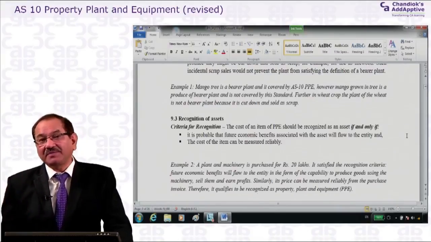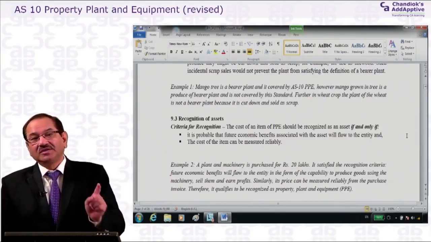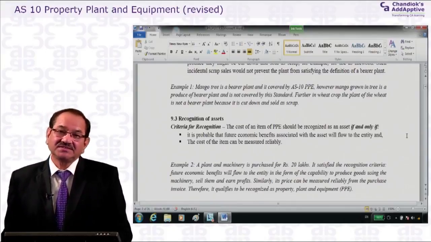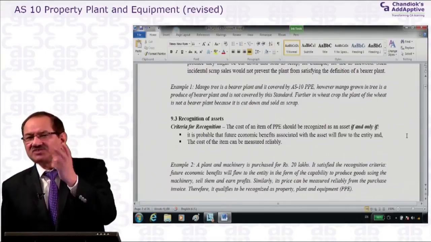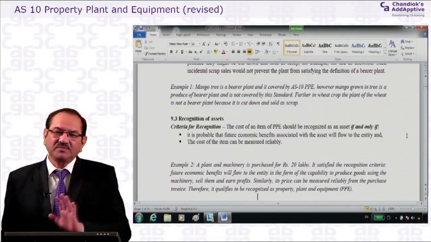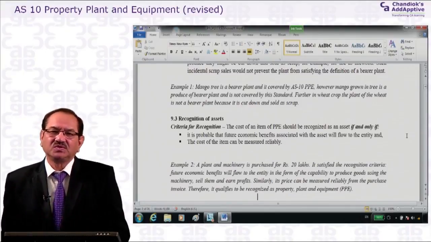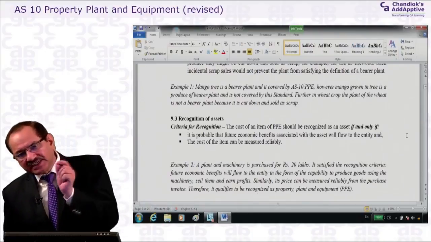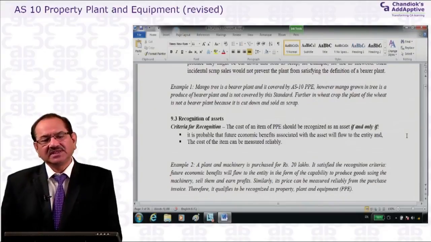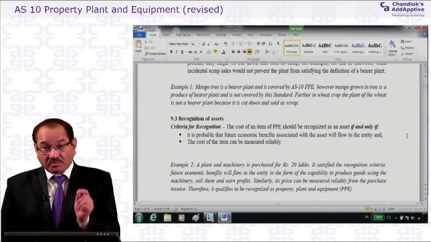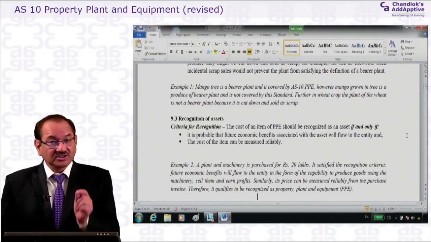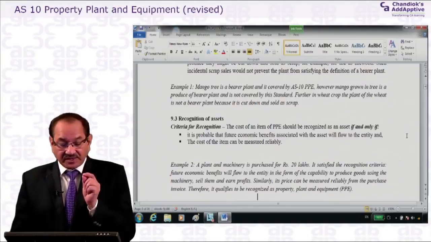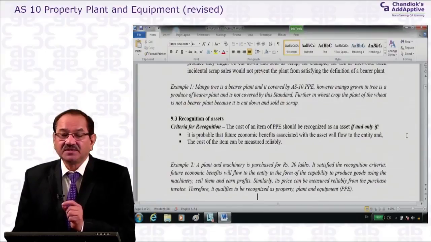But the same type of conditions are in accounting standard 26, intangible assets, and these two conditions are also there, and there is no difference between these two. The recognition criteria, whether it's a tangible or an intangible asset, is the same. I'd say that it is probable. There is no guarantee here. It's probable that future economic benefit.